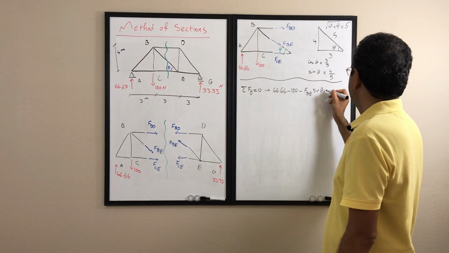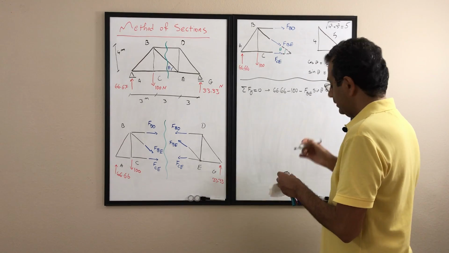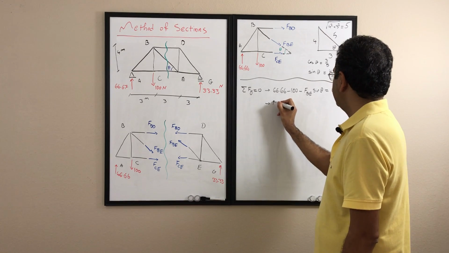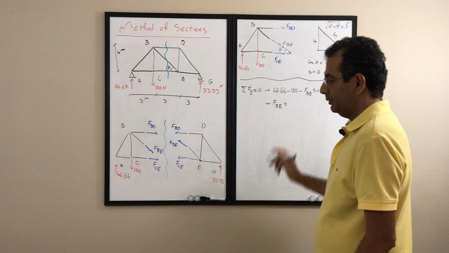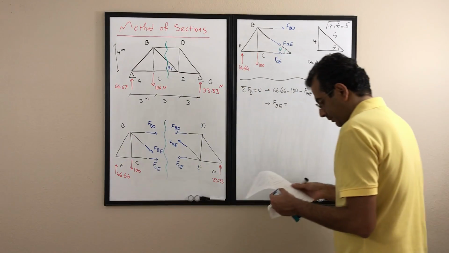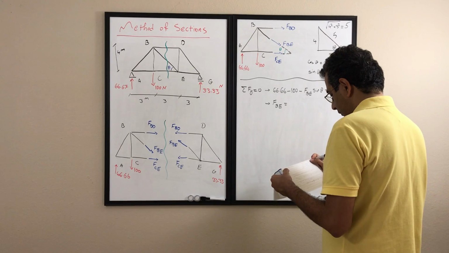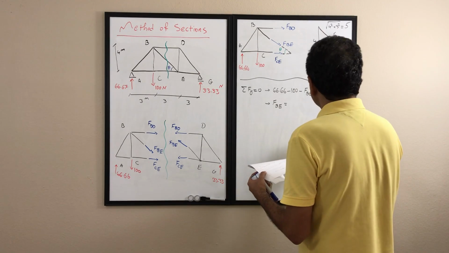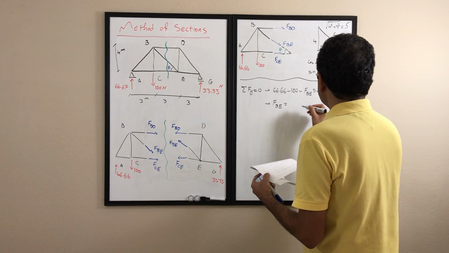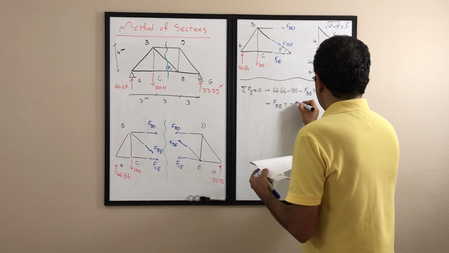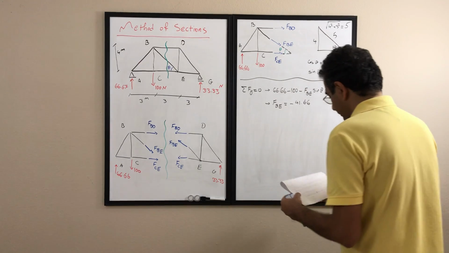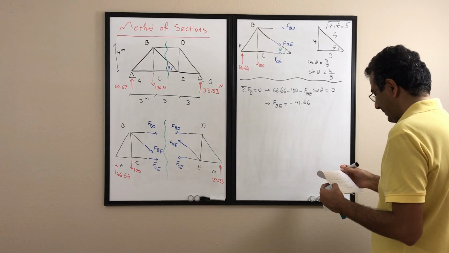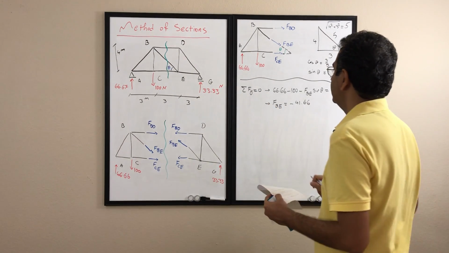So the sine theta is going to be 0. We know the sine theta already is 4 over 5. Sine theta is 4 over 5. So therefore, I can get the FBE from this equation to become equal to negative 41.66. So this is the value I have for the FBE if I write that equation.